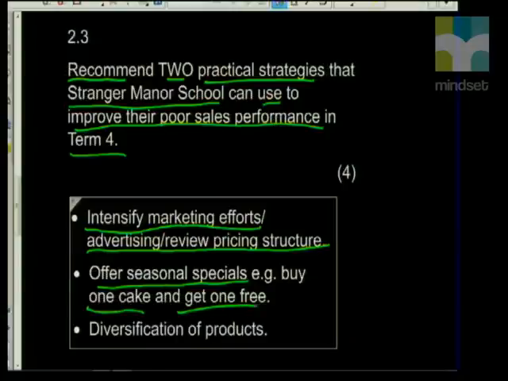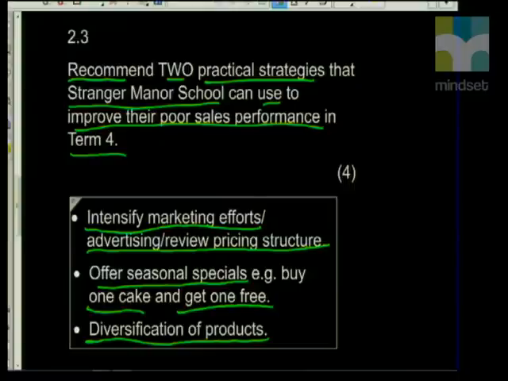The next, offer seasonal specials. So example, buy 1 cake and get 1 free. And this is a strategy often used by businesses to draw people in, because you think it's a good deal. If I buy 1 cake, I'll get 1 free. And people tend to buy more because they feel they're getting more for their money.